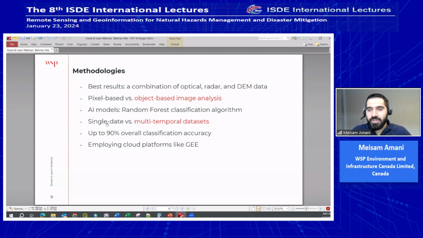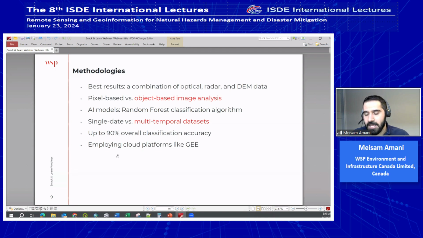The other important thing is the difference between single date and multi-temporal remote sensing data sets. Just letting you know that wetlands are dynamic environments. That's why when we use multi-temporal data sets, we get higher accuracy for wetland mapping. And finally, in terms of overall accuracy, I can say that we can get up to 90% overall accuracy in wetland mapping.